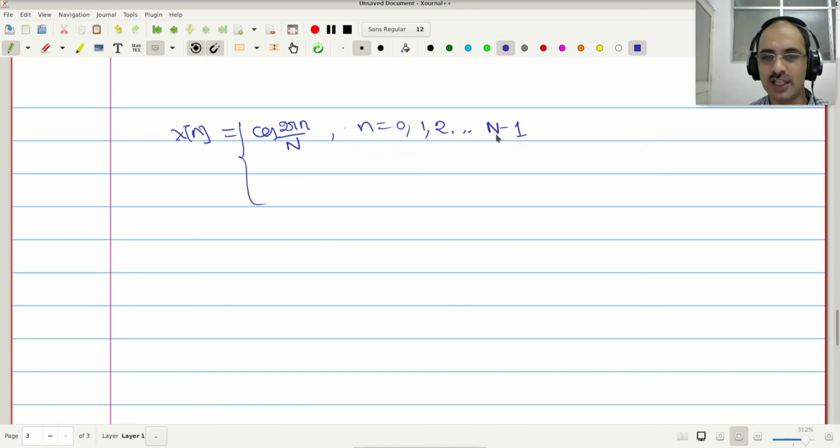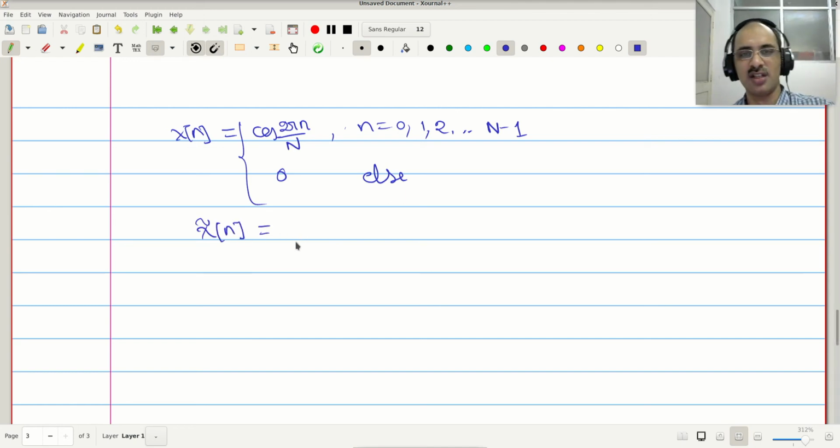I'm deliberately changing to n. Now, what is the periodic extension of this? What is the periodic extension of this? This is actually very easy. The periodic extension is just to put the cos again and again.